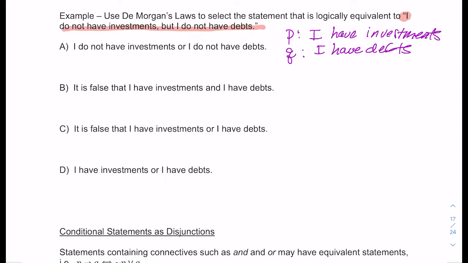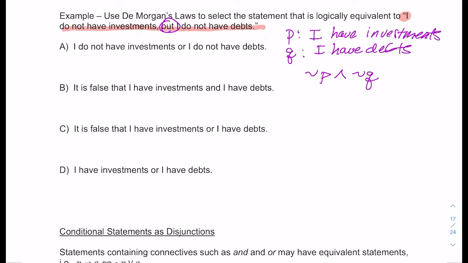Now, if I rewrite that statement using symbols, it says I do not have investments, so that would be not P. And then "but" we treat just like an and. And I do not have debts. So this is not P and not Q. We need to determine which of the following A, B, C, or D is equivalent to that. So all we're going to do now is convert each of these statements to symbols.